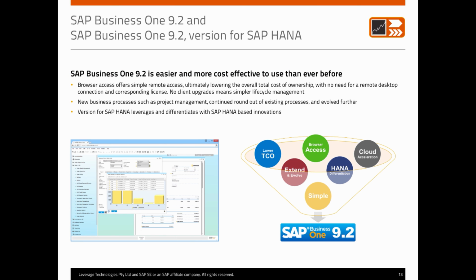And then the important thing to remember is, as an SAP Business One customer, assuming you're current on your maintenance, you're constantly receiving updates. And the very latest version that I've been demonstrating to you today is SAP Business One 9.2 and 9.2 version for SAP HANA.